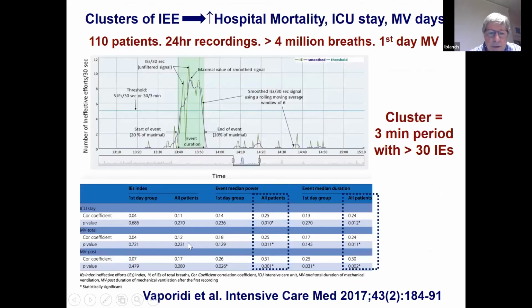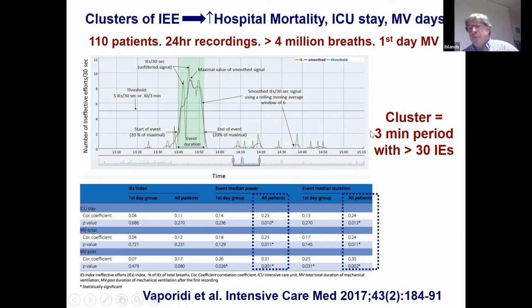The group of Georgopoulos and Vaporidi analyzed clusters of asynchronies of ineffective effort. In other words, these are ineffective efforts of a patient, and in this period here there is an increase in power, so the number of ineffective efforts increases, and the duration of this period was also longer. Interestingly, they found that the asynchrony index was not related to outcome, but the power and the duration of these clusters were.